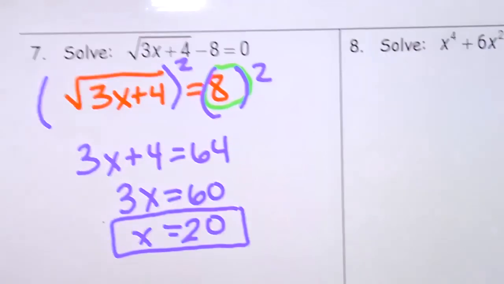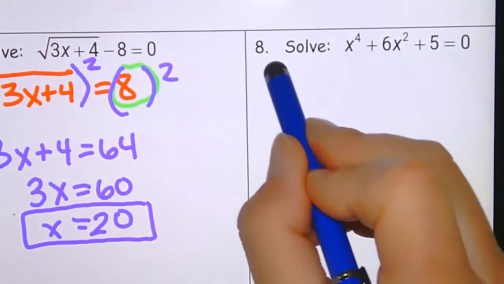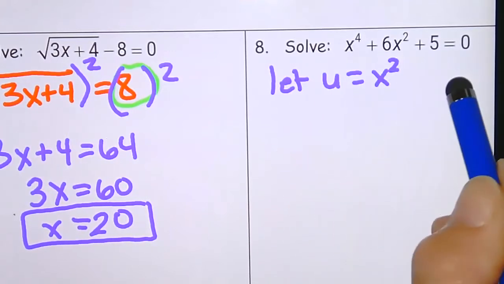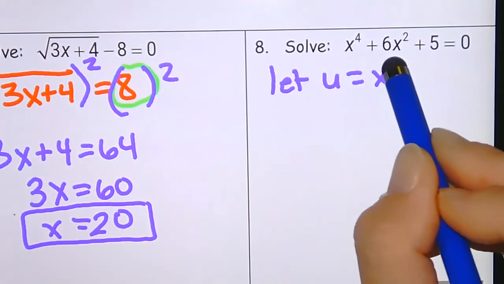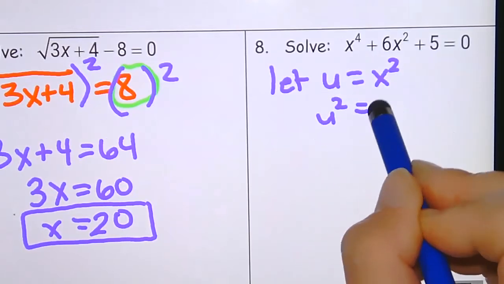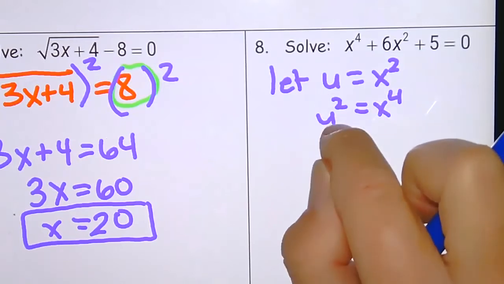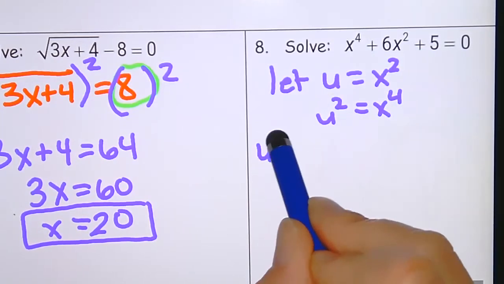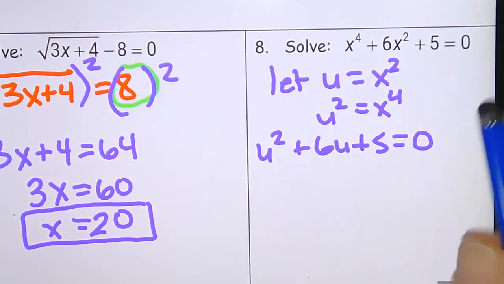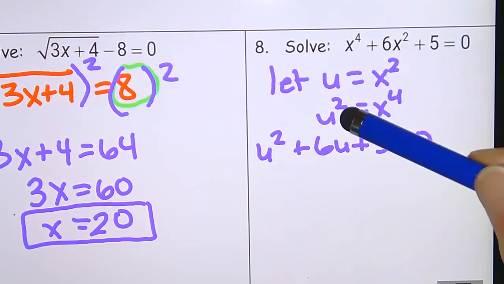Now on number 8, this is kind of like those ones where we let u equal. So if I let u equal x squared, and x to the 4th would be u squared. U squared is equal to x to the 4th, okay? Because if I squared this, I get x to the 4th, and if I squared this, I get u squared. So I can rewrite this as u squared plus 6u plus 5 equals 0. Again, in place of my x squared, I'm writing u. In place of my x to the 4th, I'm writing u squared.